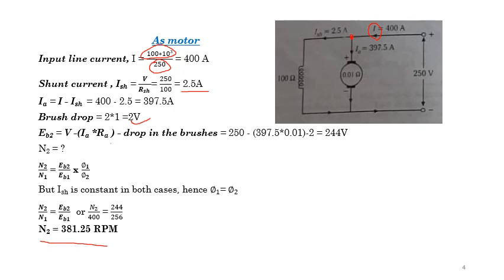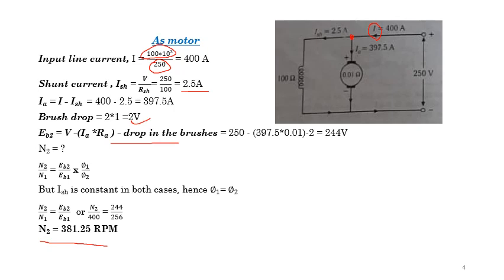Next, for the motor you will have to calculate what is the back EMF. So EB2 is equal to V minus IA RA minus drop in the brushes. So using this detail we will be calculating what is the speed in the motor.